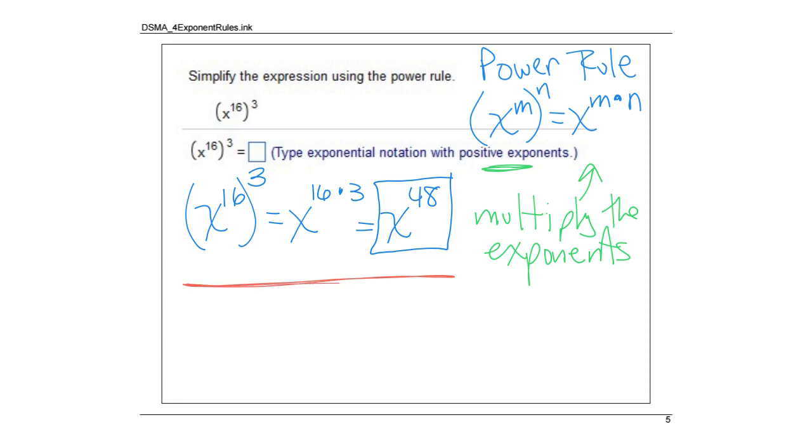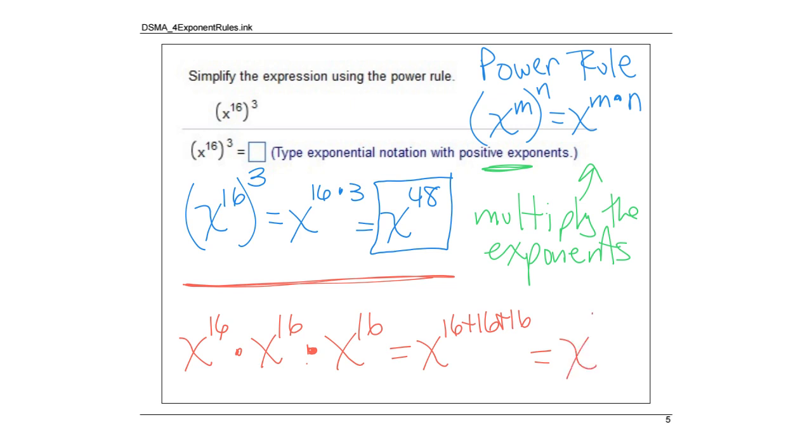Now, the other way of looking at this is, we'll come down here. This is a completely different way of looking at it. Because it's raised to the third power, we have x to the 16 times x to the 16 times x to the 16. So if we use product rule, because these are all multiplied together, we could just add these up and we get to the same answer. That's the issue with exponent rules, is there's sometimes different ways to attack these problems. But it's very important to have these down.